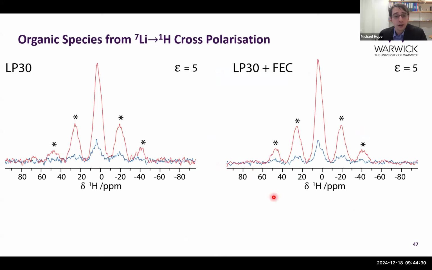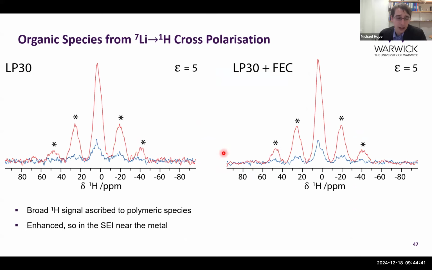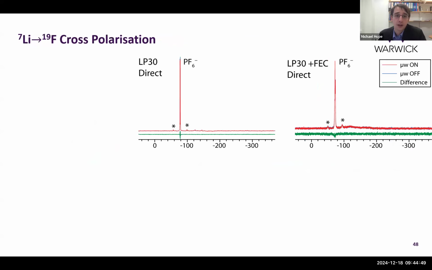We're not limited to looking at lithium. We can also transfer from lithium to proton by cross-polarization. And so this gives us some very broad signals that we ascribe to polymeric species in the SEI, so the organic component of the SEI. Again, they're enhanced, so they have to be near the metal. And in fact, in this case, they're similar for both electrolytes.